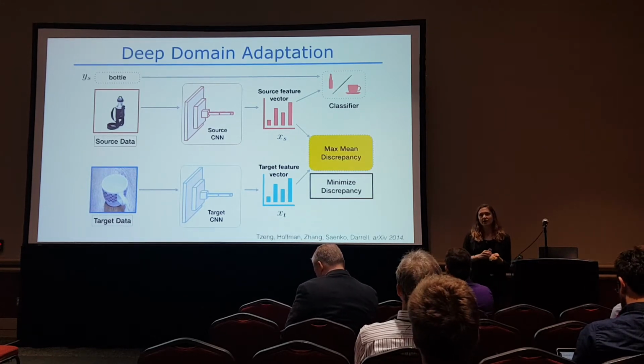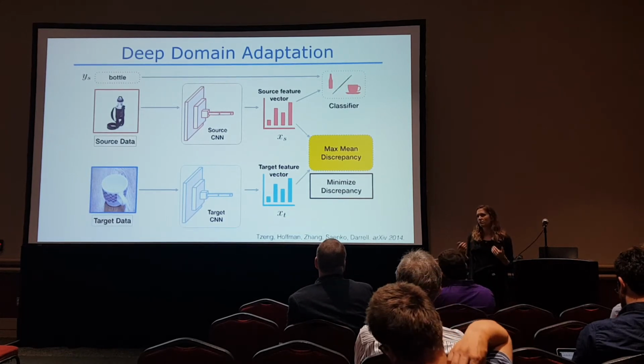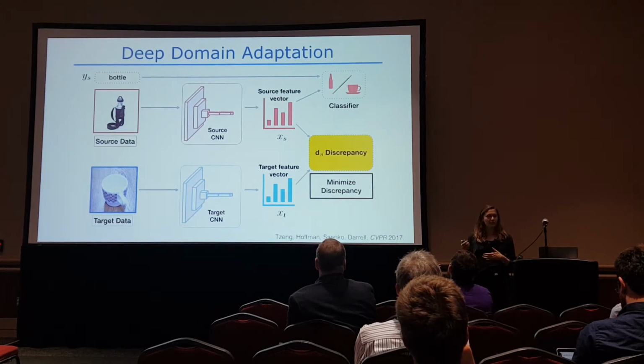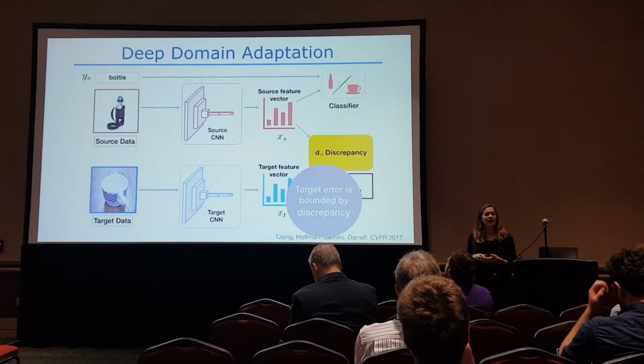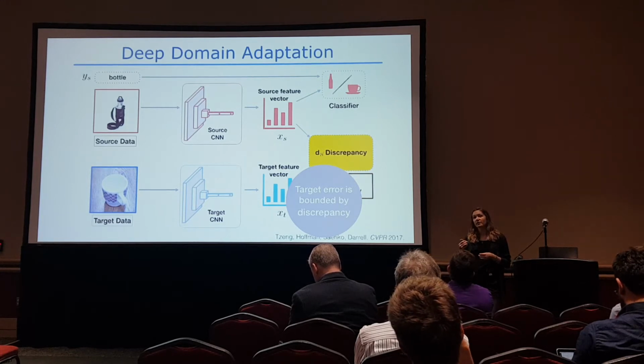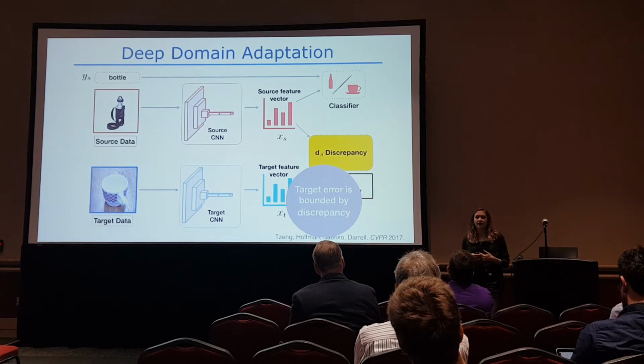So some of the earlier work that did this looked at really simple measures of statistical difference, such as mean differences or other higher order statistical alignment techniques. And what I'm going to talk about today is how can you do this using what's called the H-delta-H discrepancy. And this is pretty interesting to us because it has a nice connection to some of the theoretical literature in domain adaptation. In particular, what it tells us is that if you minimize this type of discrepancy, you get a bound on the error that you would expect in your target domain.